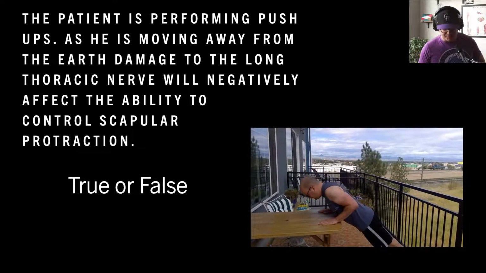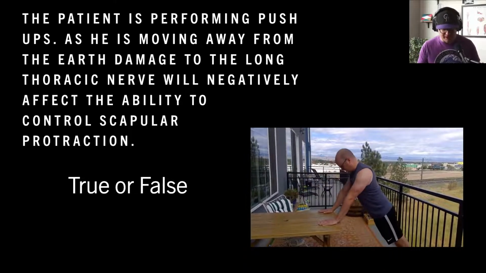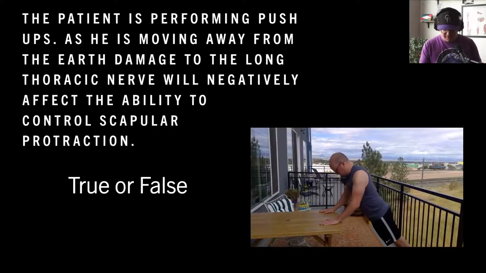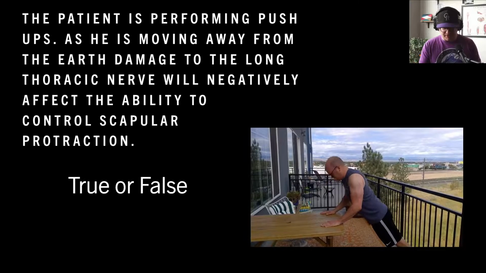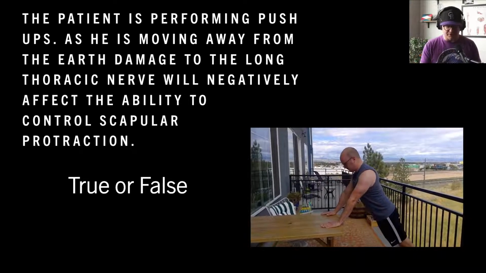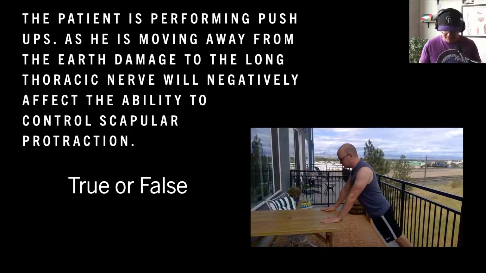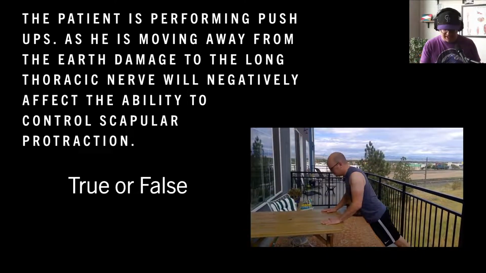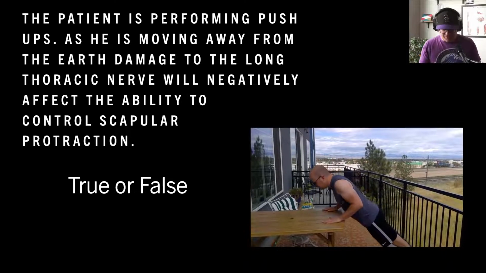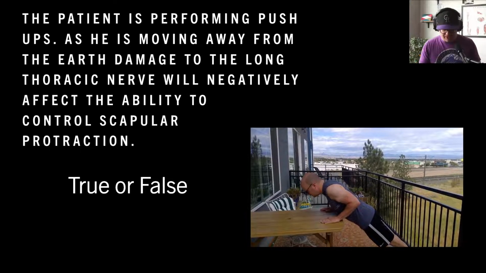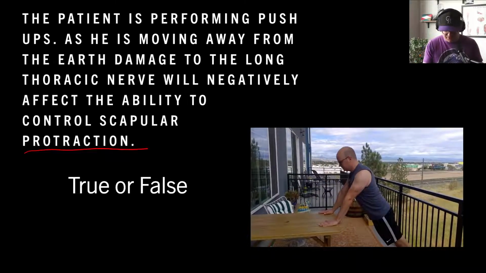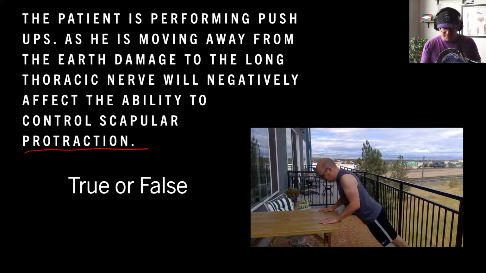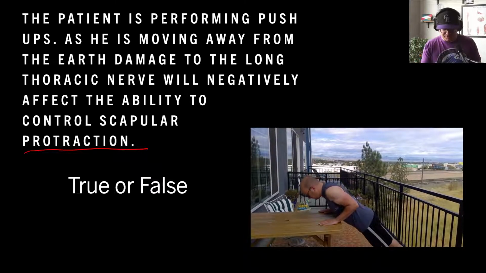All right, the patient's performing push-ups. As he is moving away from the earth, concentric. Damage to the long thoracic nerve will negatively affect the ability to control scapular protraction. So we'll save the nerve for last. As I move away from the earth, it should be concentric. That's not in here at all. So as I move away from the earth, is the scapula protracting? It is. So this is true. As he's moving away from the earth, protraction, all true.